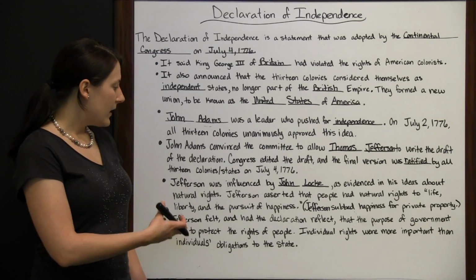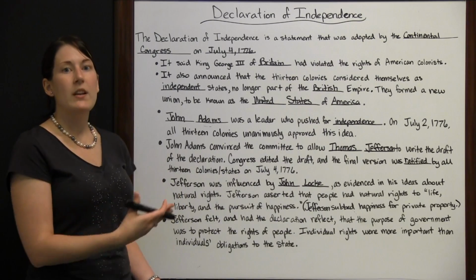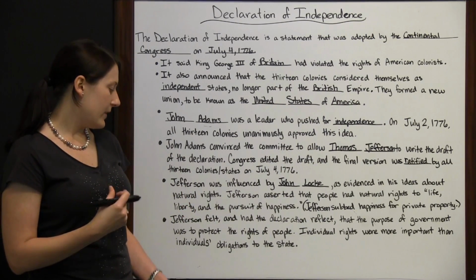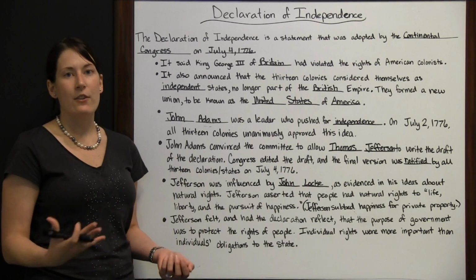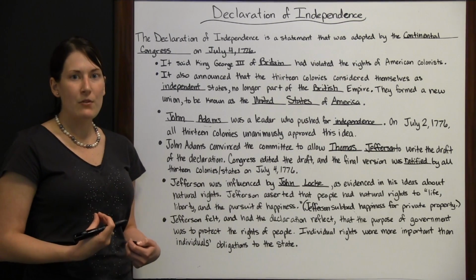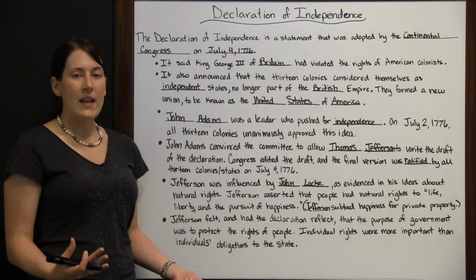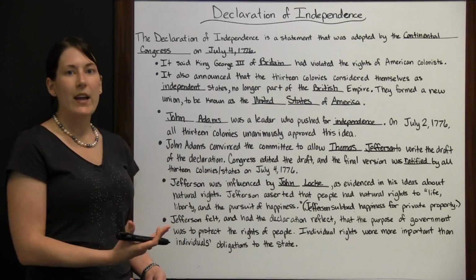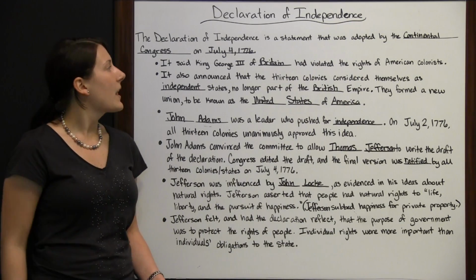So people who were signing the Declaration of Independence were agreeing that people's individual rights were more important than their obligation to the state or to their government. So people's individual rights should come first, and then their obligations to the state. And that is what Jefferson was trying to reflect in the Declaration of Independence.